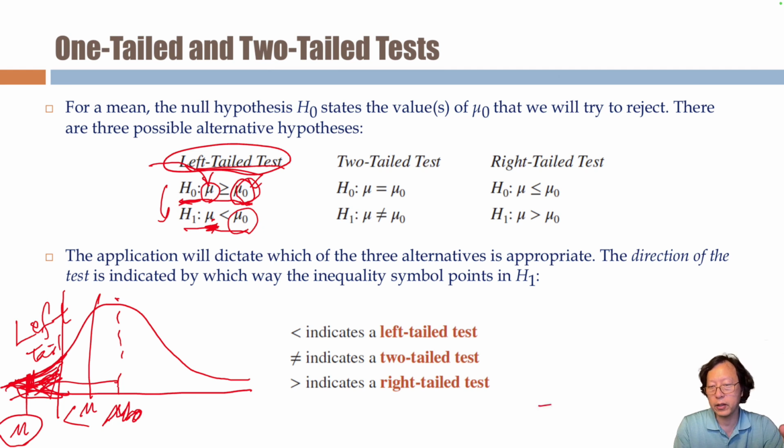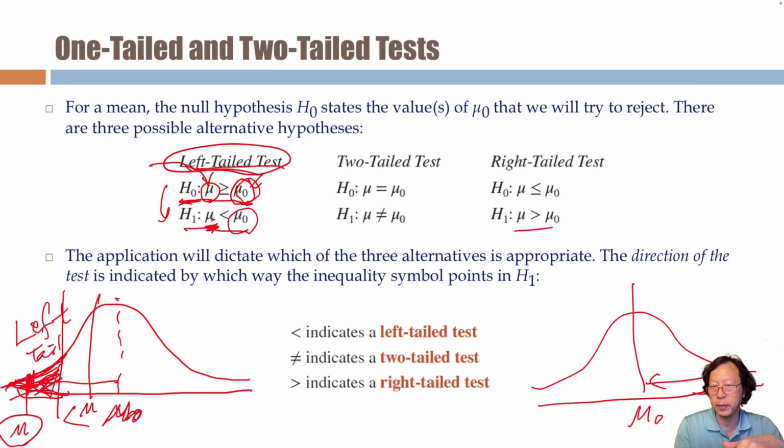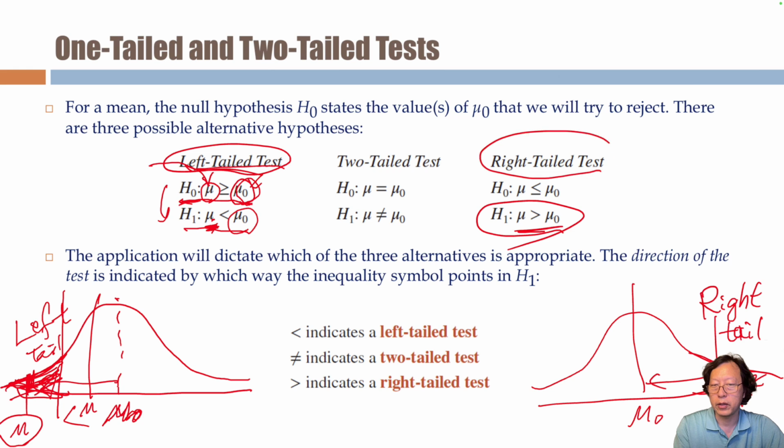A right-hand-side test is when this is mu 0, and our mu is located far away on the bigger side. Then we can say our alternative hypothesis is true. So this is the right-hand-side tail. That's why it is a right tail test.